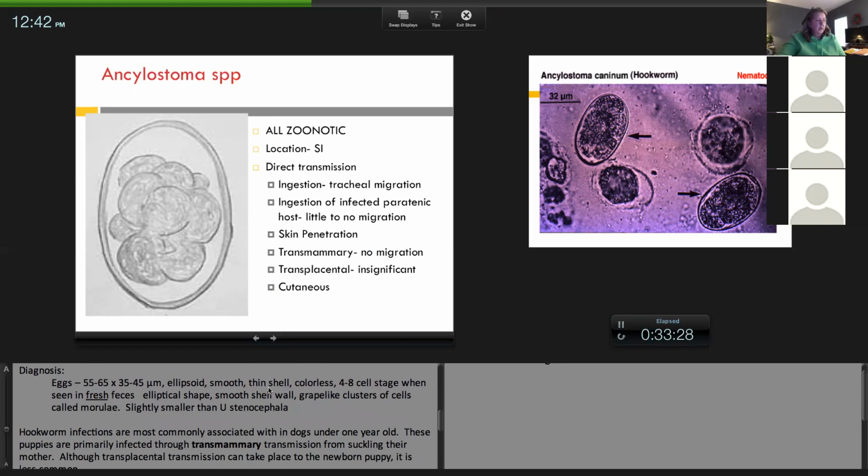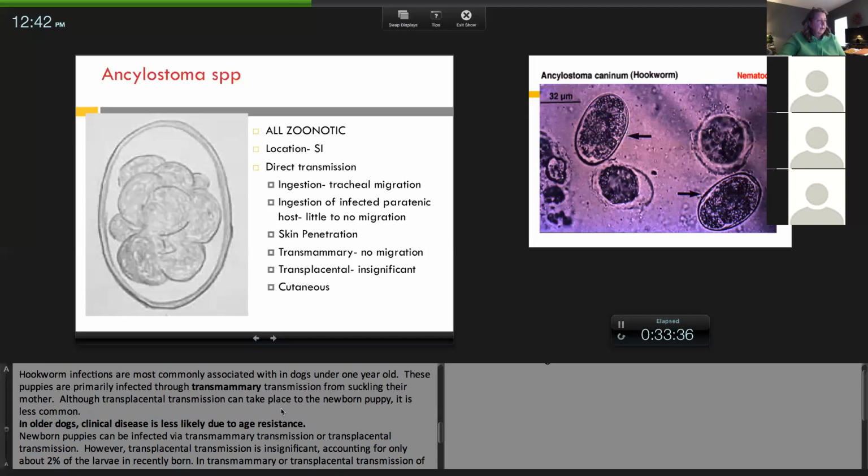Colorless, thin shell, there's some notes under here. Grape-like clusters, like a cluster of grapes here in the middle. And usually more seen when they're under a year of age, so definitely common in puppies. They can be infected by transmammary transmission through suckling, which is going to be a direct transmission.